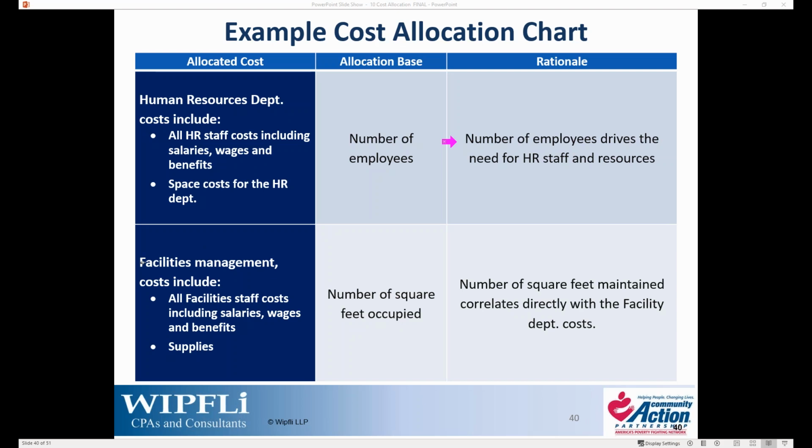The next example is facilities management costs. So all of the facility staff, our maintenance workers, their salaries, wages, and benefits, and any supplies that they use. What is my allocation base? Square footage. And what is the rationale? That the number of square feet maintained correlates directly with the facility department costs. So the more space there is, that's where our facility people have to be spending their time.